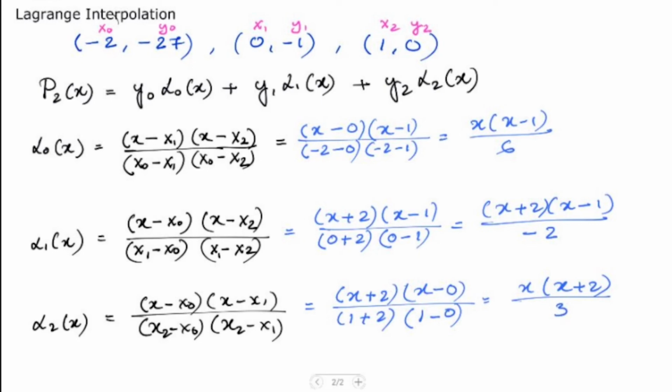Okay, so we now have L0, L1, L2, and we already have y0, y1, and y2. We'll use these values to get the formula for the polynomial. Now, let's copy the polynomial formula and work it out on the next page.